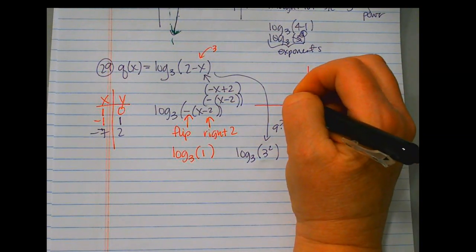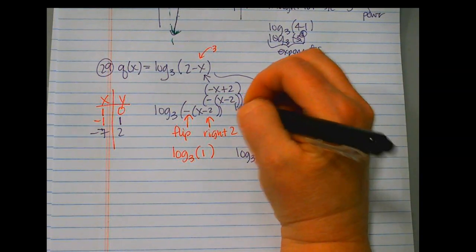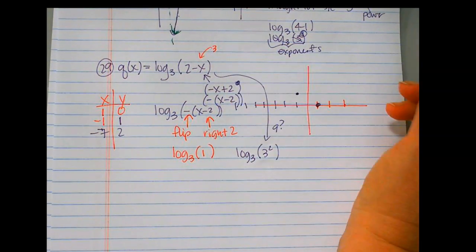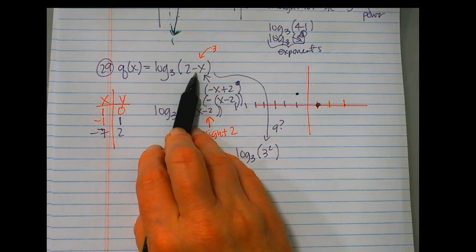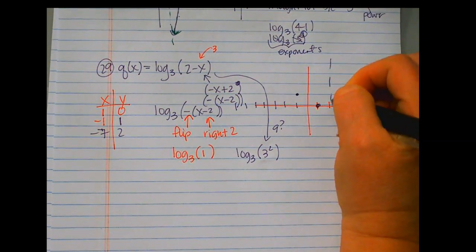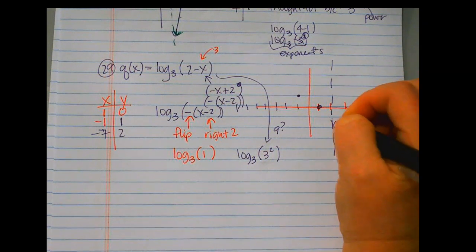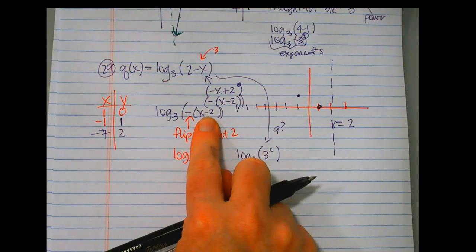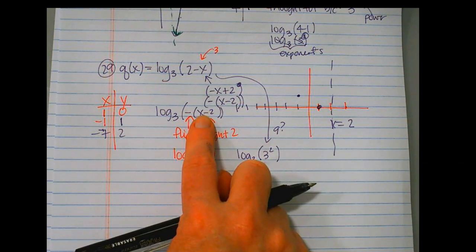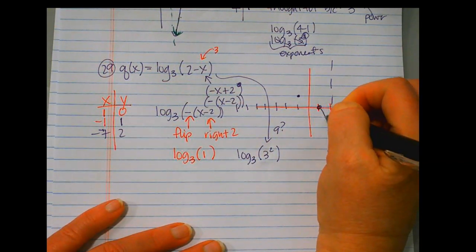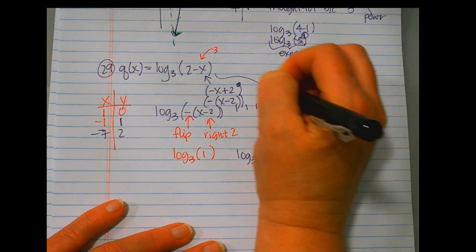Negative 7, 1, 2, 3, 4, 5, 6, 7 is 2. And then the asymptote moved. It moved 2. It moved right here. X equals 2. If you solve this part, you would get x equals 2. That's how it shifted. So the asymptote comes from this argument part. And then your graph follows the asymptote and goes this way.